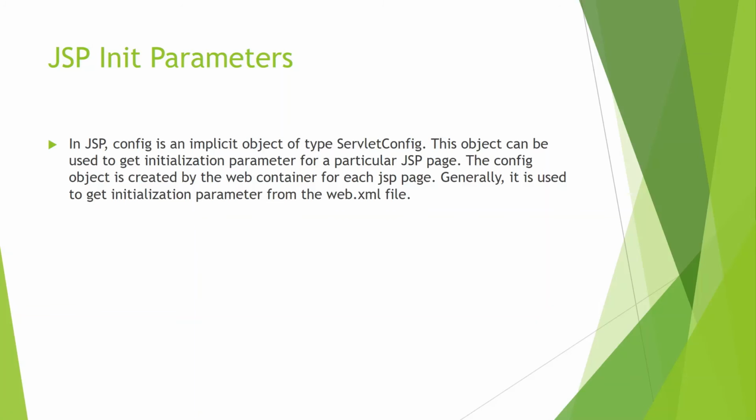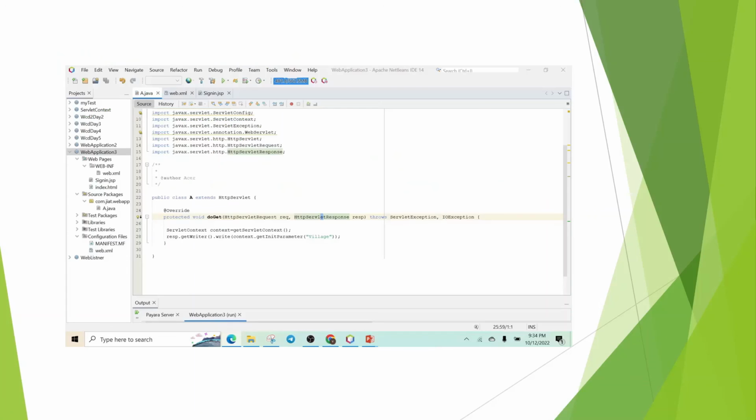JSP init parameters. In JSP, config is an implicit object of type ServletConfig. This object can be used to get initialization parameters for a particular JSP page. The config object is created by the web container for each JSP page. Generally, it is used to get initialization parameters from the web.xml file. This is an example.